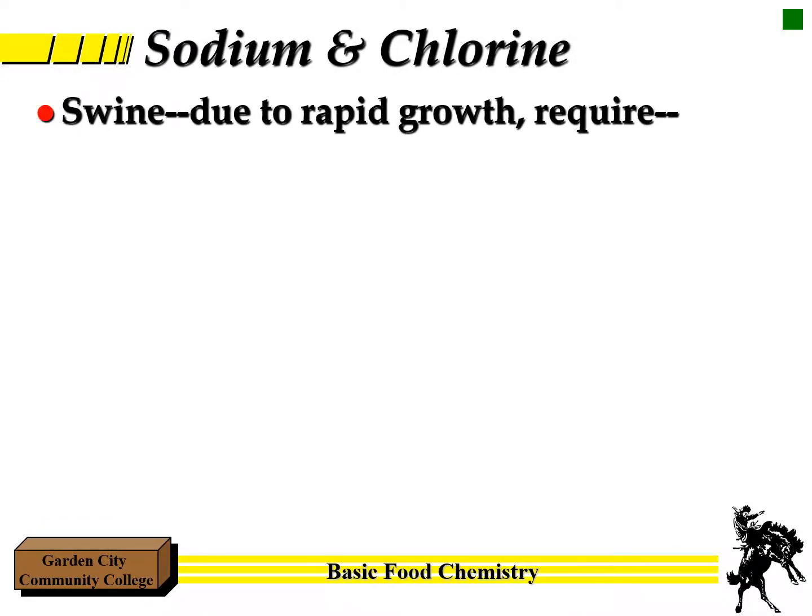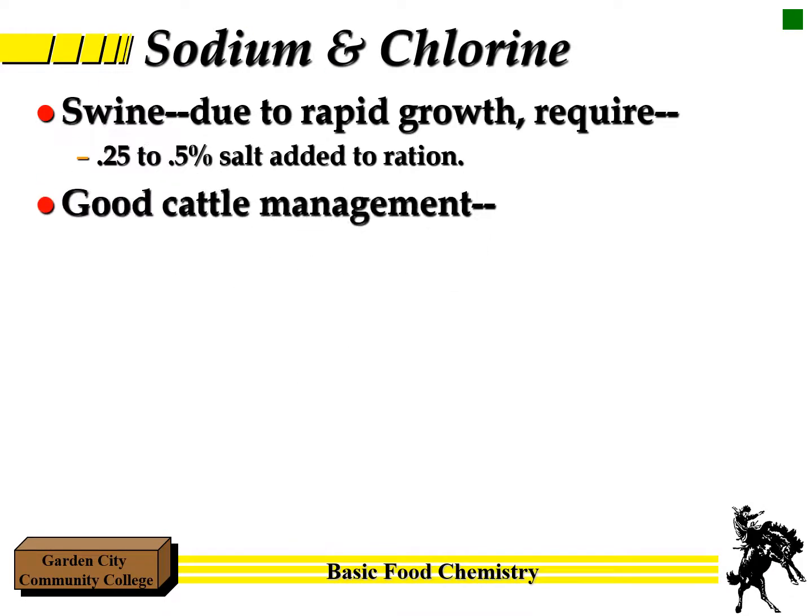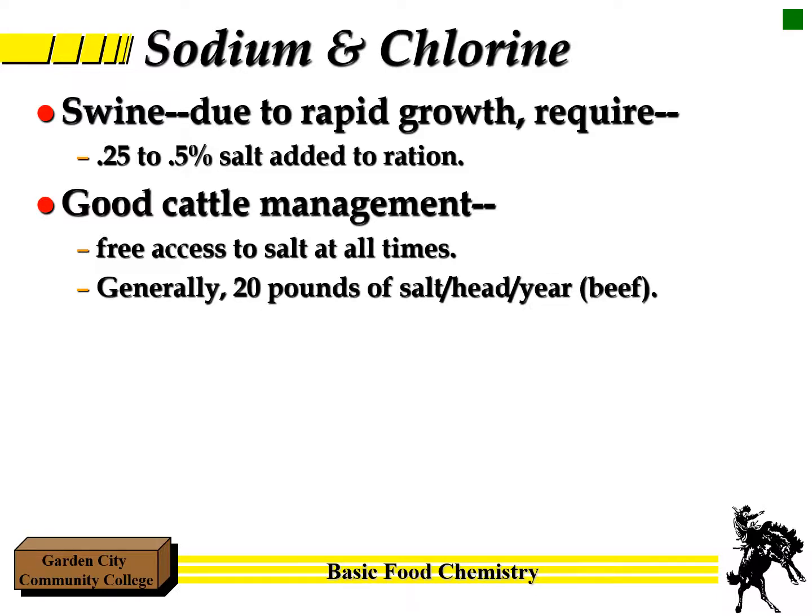So when you look at pigs, just because they grow quite quickly compared to a lot of other animals, they actually do require a pretty decent amount of salt, a quarter to half a percent of salt added into their ration. We talk about cattle, we usually give them free access to salt at all times. That also gives an affinity to consume more water, and that can all be used in fermentation with the bacteria they have in their digestive system. So generally, a typical beef animal will consume about 20 pounds of salt per head per year.